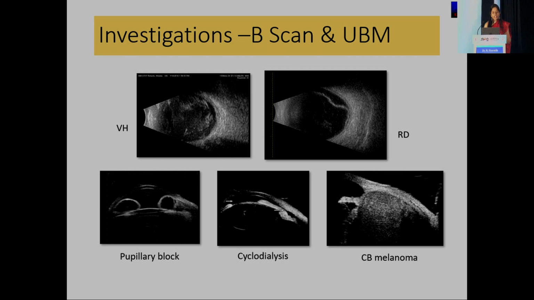And additionally, we might also have to look for other investigations. We might have to rely on B-scan and UBM, because many times we might not be able to see the posterior segment because of poor visibility, because of vitreous hemorrhage or any blood that is present. In such conditions, you have to rely on B-scan. And sometimes you might also have to look at the UBM to find out the pupillary block, presence of any cyclodialysis or any hidden malignancy in the ciliary body.